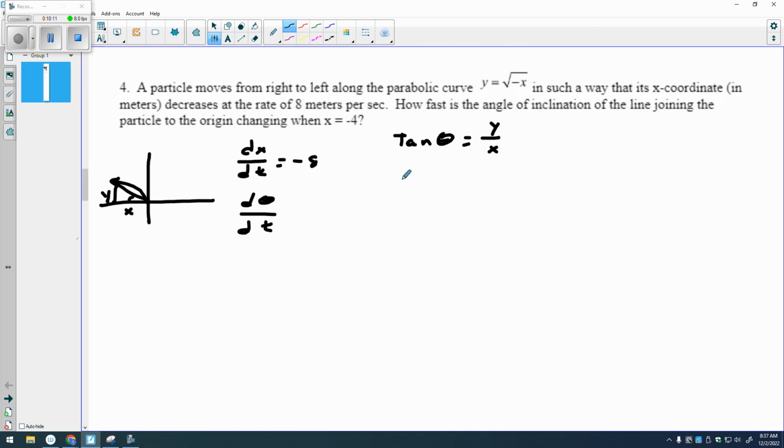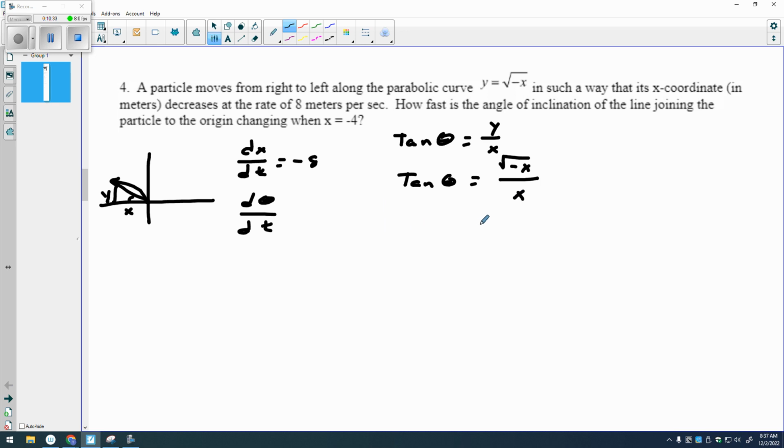I want to write this in terms of variables that I know. I know something about x. I don't know anything about y. So I'm going to take the y out and put what y is in terms of x in its place. So I'm going to replace the y with what it is, which is a negative square root of negative x. And now I have my new equation.